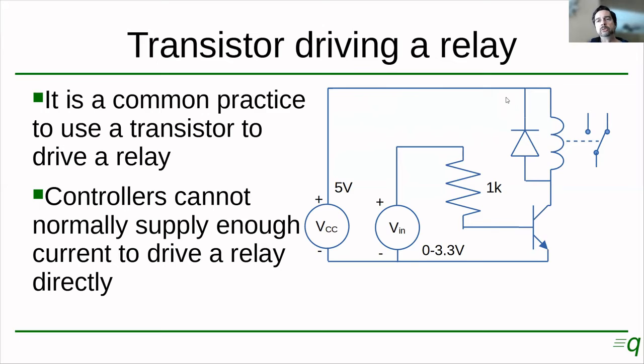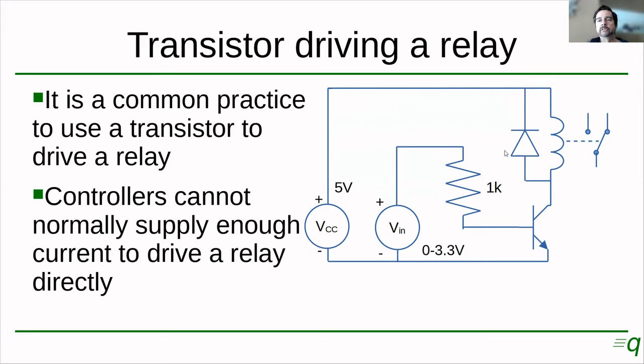Now, when you do these kinds of things, it's a common practice to add a diode in parallel with the relay coil. And the cathode is going to be connected to positive and the anode to negative. So under normal circumstances, this diode would never conduct, right? Because this is more positive than this one. So the diode would be in reverse at all times.